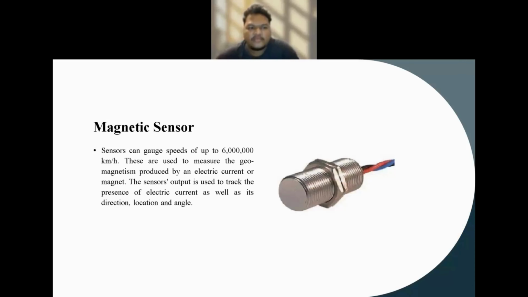So the first one, the magnetic sensor, can gauge speeds of up to 6 million km per hour. These are used to measure the geomagnetism produced by an electric current or magnet. The sensor output is used to track the presence of electric current as well as its direction, location, and angle.